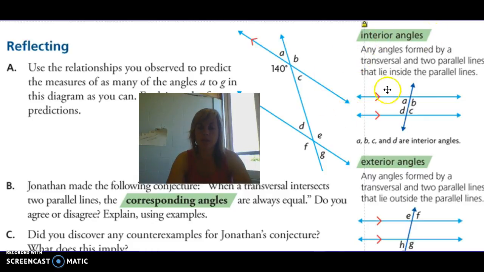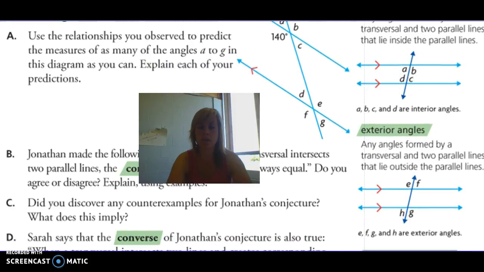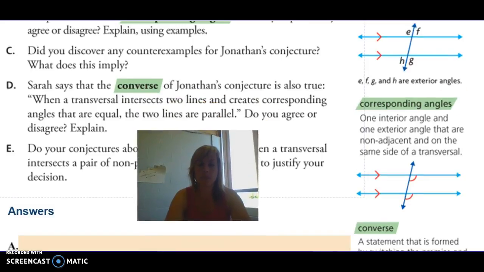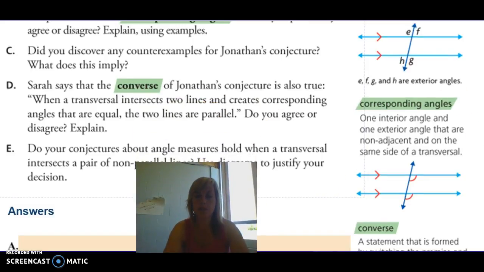So interior angles are these angles found inside the parallel lines. So they can be on either side of this transversal, but they are inside the parallel lines. Exterior angles, you'll see, are the angles that are found outside of the parallel lines. So they can be on either side of a transversal, but they're outside of the parallel lines.